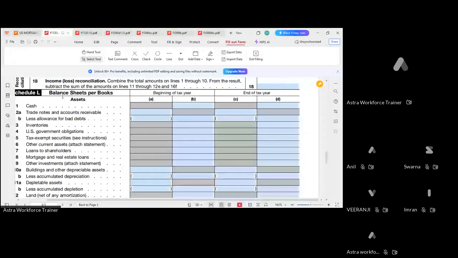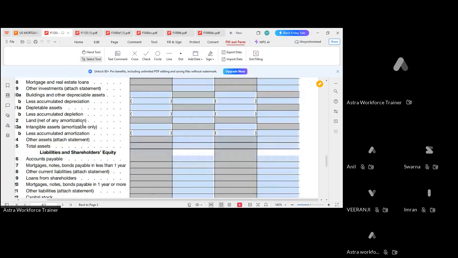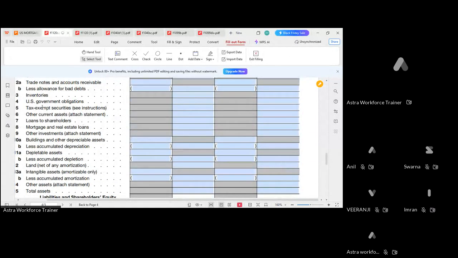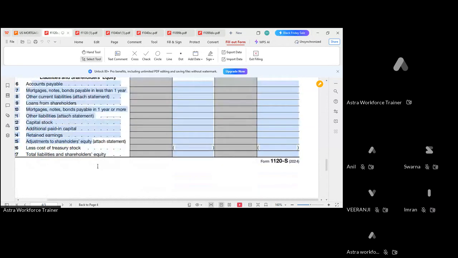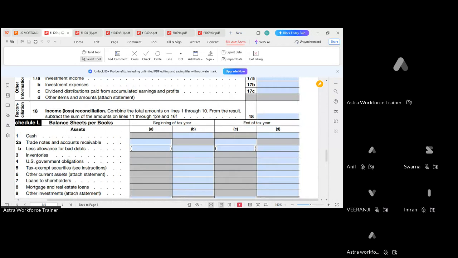So this is the balance sheet per books. That means they will give the cash flow analysis. Also, they will give the balance sheet, but that has to be matched with Schedule L from the 1120. So what income they will get, what the expenses are, and for the last 2 years you will get the beginning of the year and the end of the year balance.